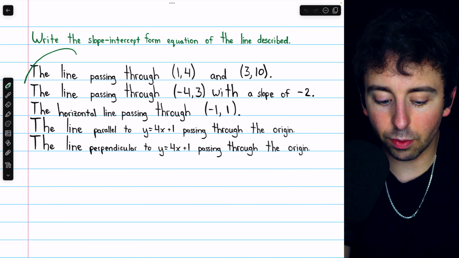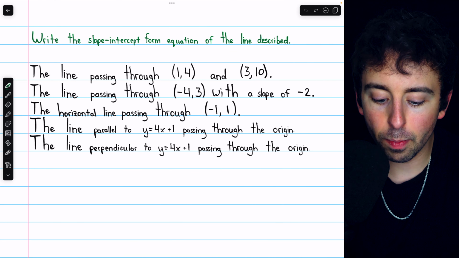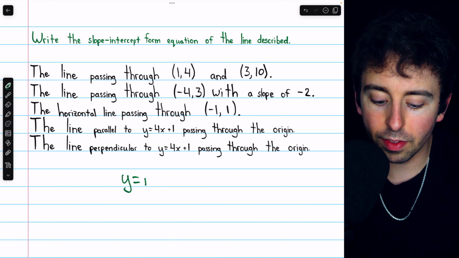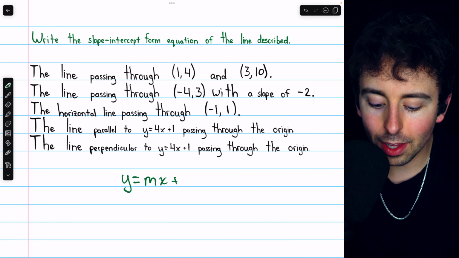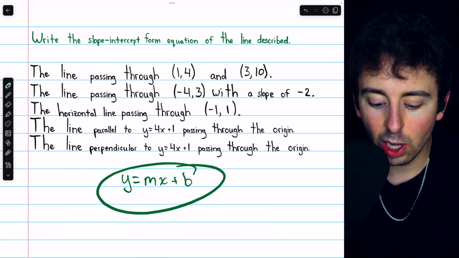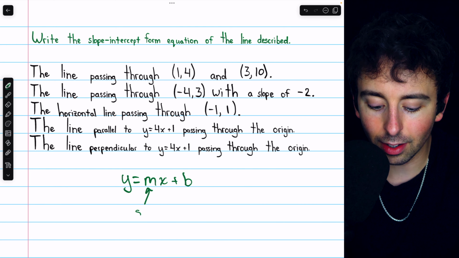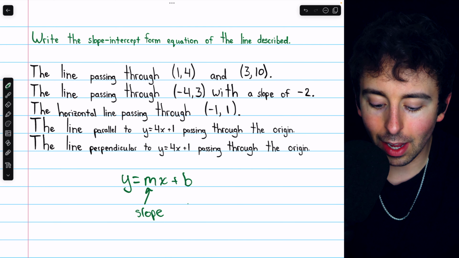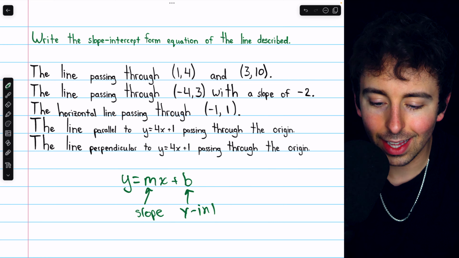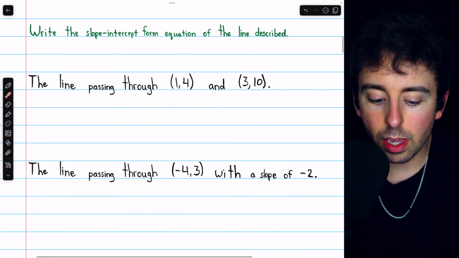We're going to do these 5 examples of writing the slope-intercept form equation of the line described. Recall that slope-intercept form looks like this: y equals m, the slope, times x plus b, the y-intercept. So let's jump into the first example.